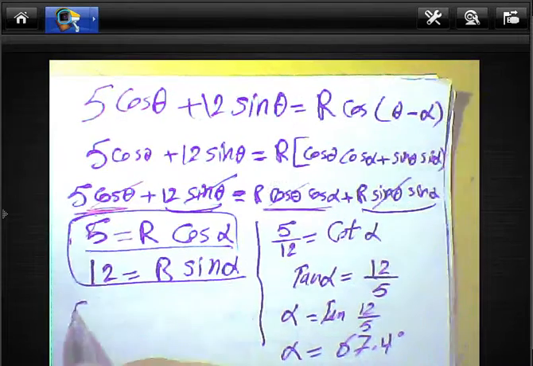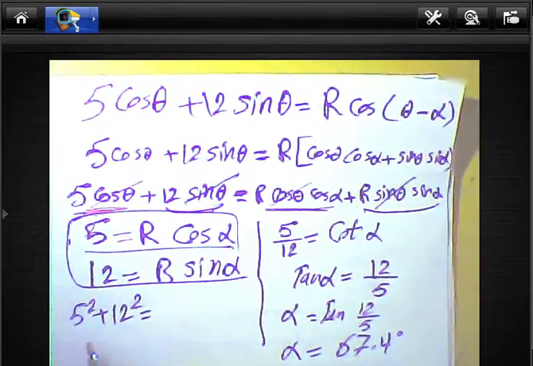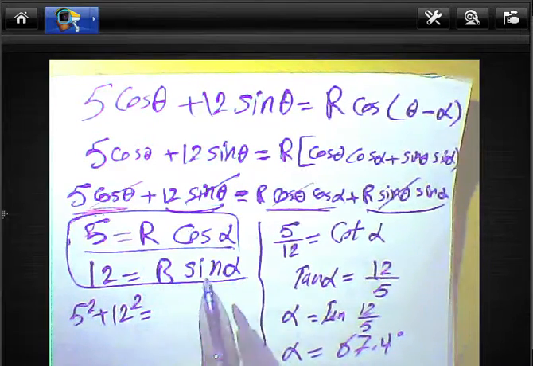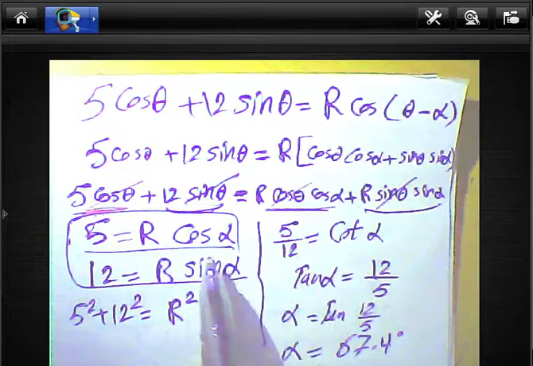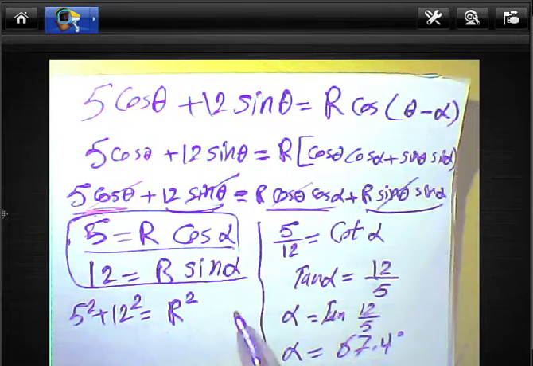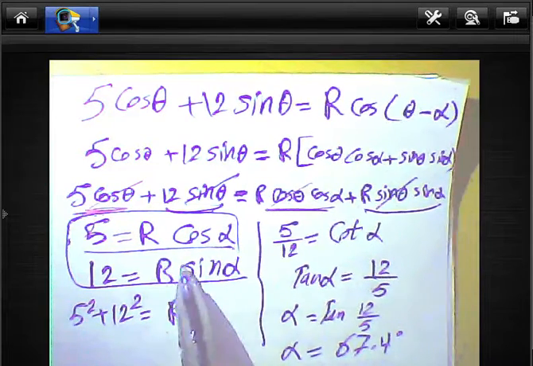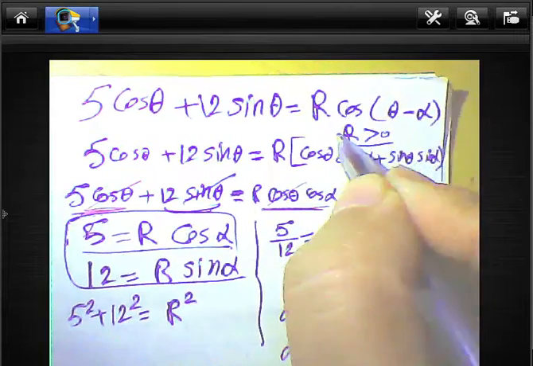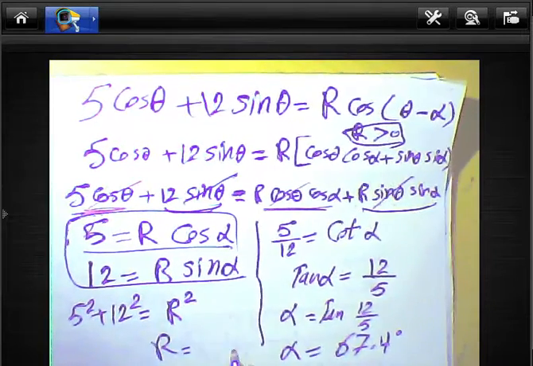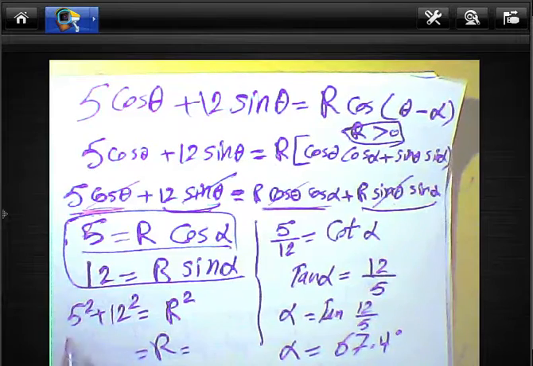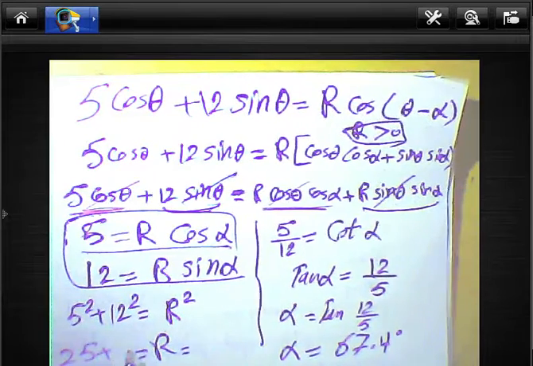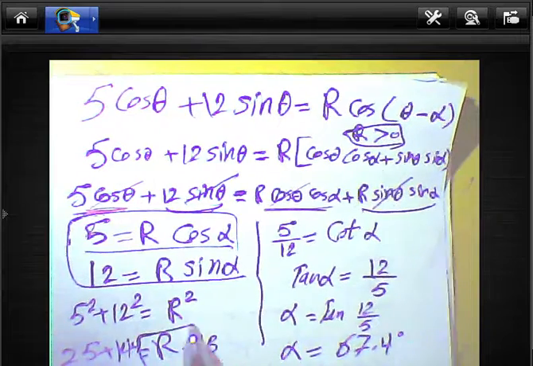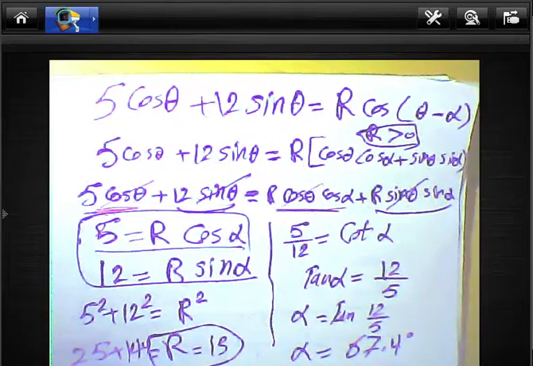With relation number 1 and relation number 2 we can square and add to find r, and we can write 5 squared plus 12 squared equals r squared cosine squared plus r squared sine squared. We can write r squared because cosine squared plus sine squared equals 1, and 1 multiplied by r squared equals r squared. In this example he gave us r more than 0, so r will be the square root of 25 plus 144 equals 169. The result will be 13. Okay, that is the result for this question.